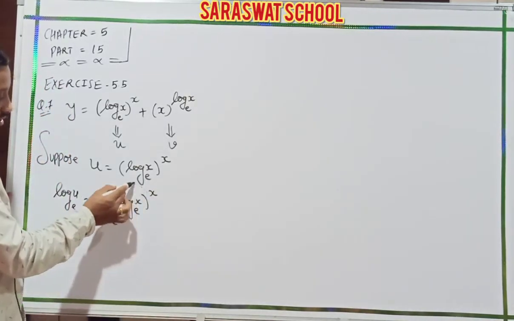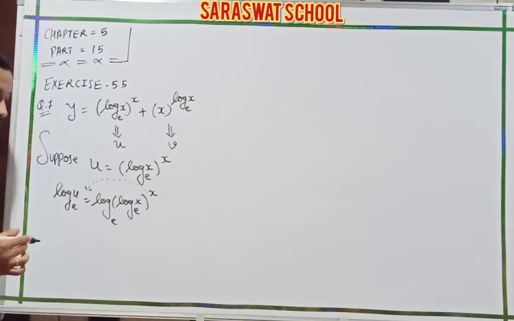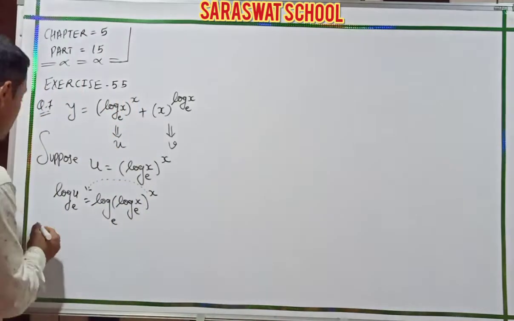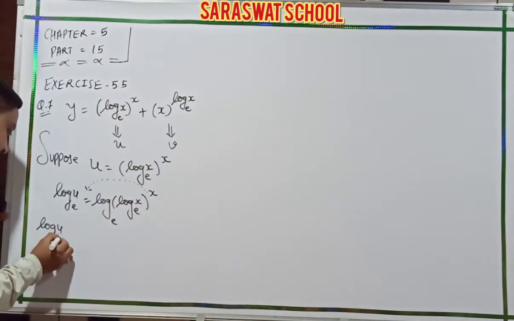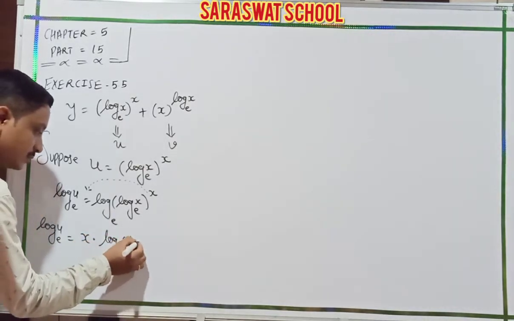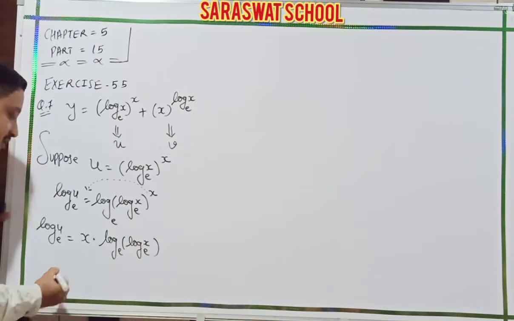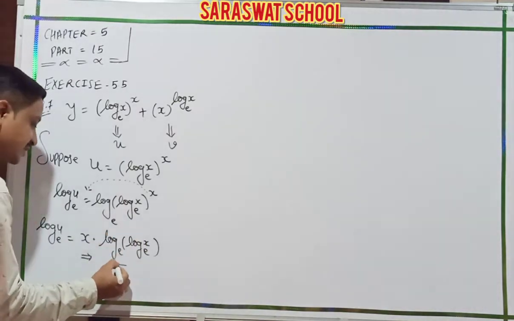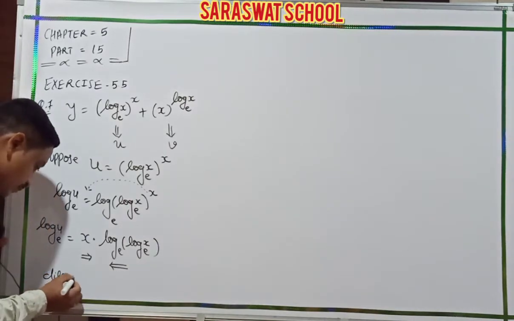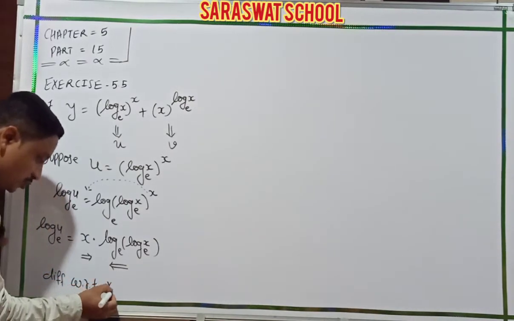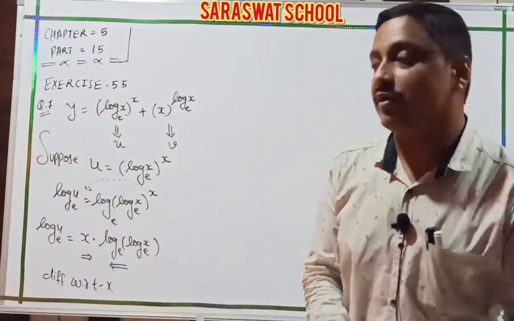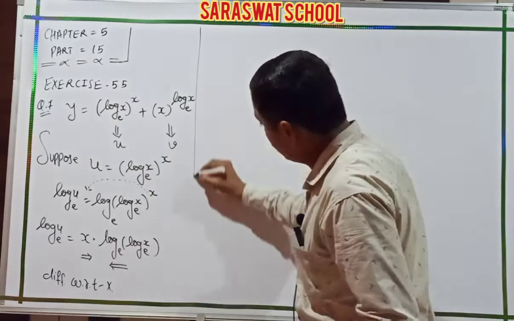Now students, this x you take outside the function. Yes, this x taking outside. So what remains? Log u to the base e is the same, and here x into log of log x, base e. You take the first part and the second part, and start the differentiation with respect to x. Now I start the derivative of these functions.